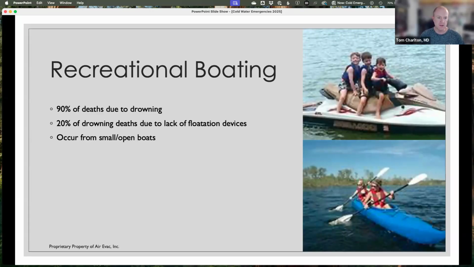A lot of these occur from small or open boats, such as sea-doos and pontoon boats and things like that, and tend not to occur from the larger boats. Unfortunately, again, a lot of these are also going to be with alcohol use on board. Alcohol and water just do not mix.